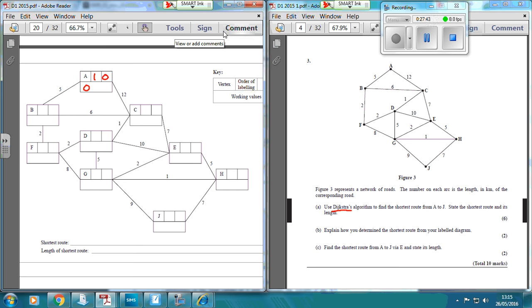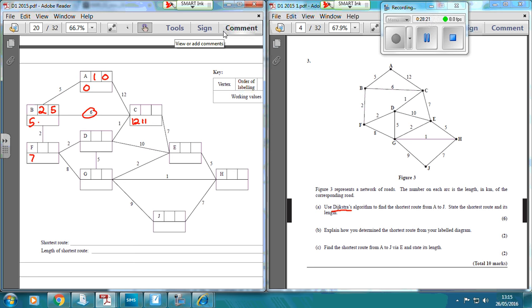So you've got, coming off A, you've got this 5, so that makes a 5 there, and you've got 12 down there. So then what you have to do, once you've done everything that's coming off from that one, you have a look at the smallest working value. So the smallest working value is 5. So this is now the second one we've labelled, and we make it permanent. Now, once you make something permanent, every arc coming off there, you need to add on to it. So 5 plus this 6 gives us 11. 5 plus a 2 gives us 7.